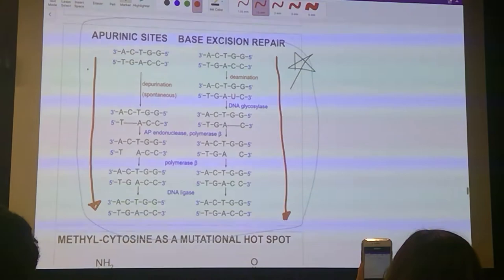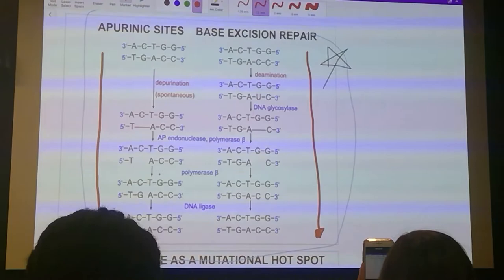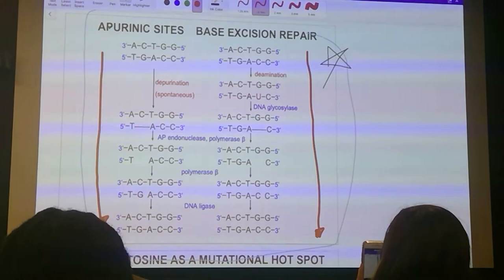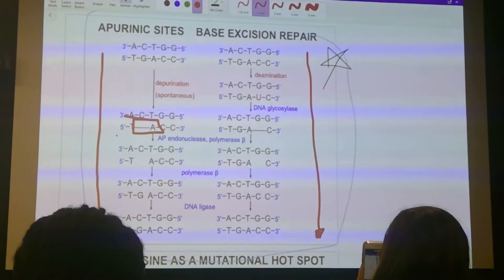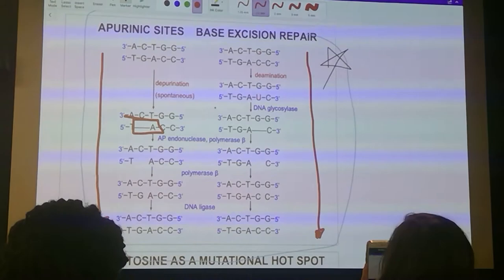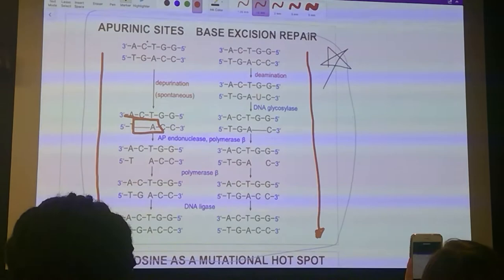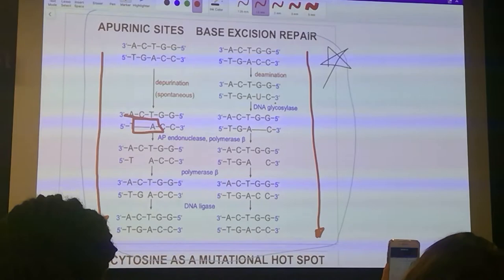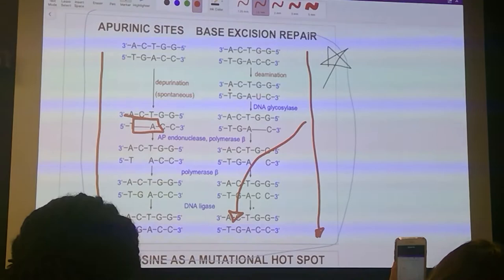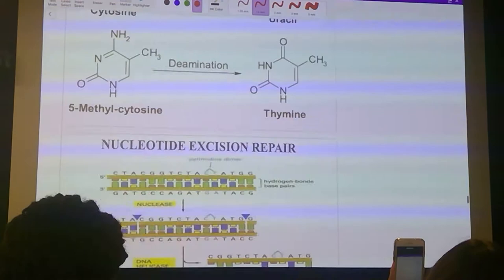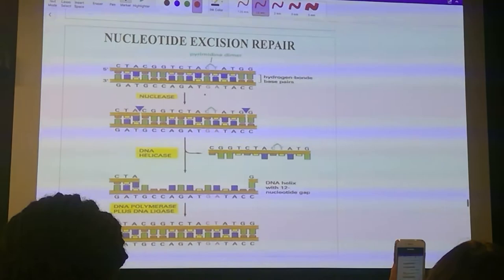I think it's this slide. What's this again? Basically, if it's apyrimidinic, you're missing the base, then base excision, you're cutting something out. So they essentially do the same things, but it's different depending on what they start with. Apyrimidinic sites, you're missing a nucleotide. Base excision, you're taking out nucleotides and then adding back in the right nucleotide. But just know the order of the things you add. Endonuclease takes out the DNA, then put in the helicase.